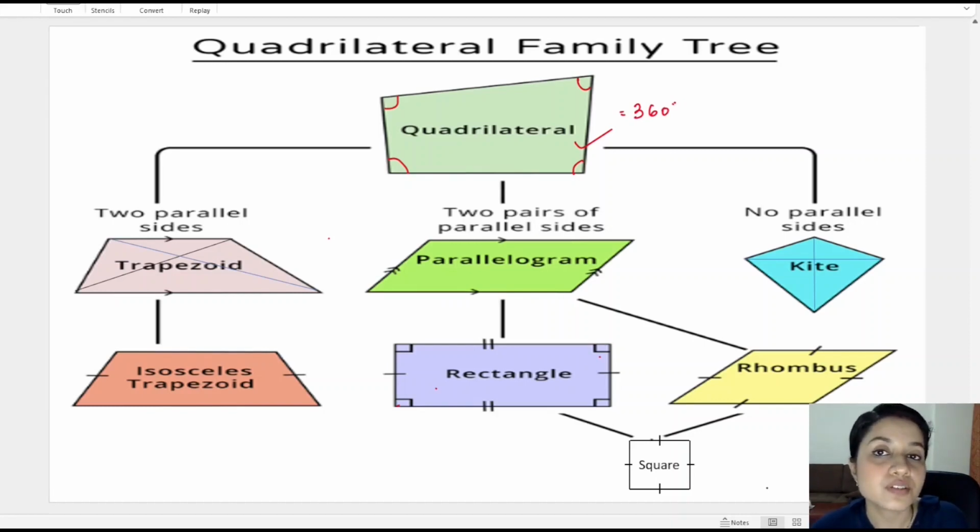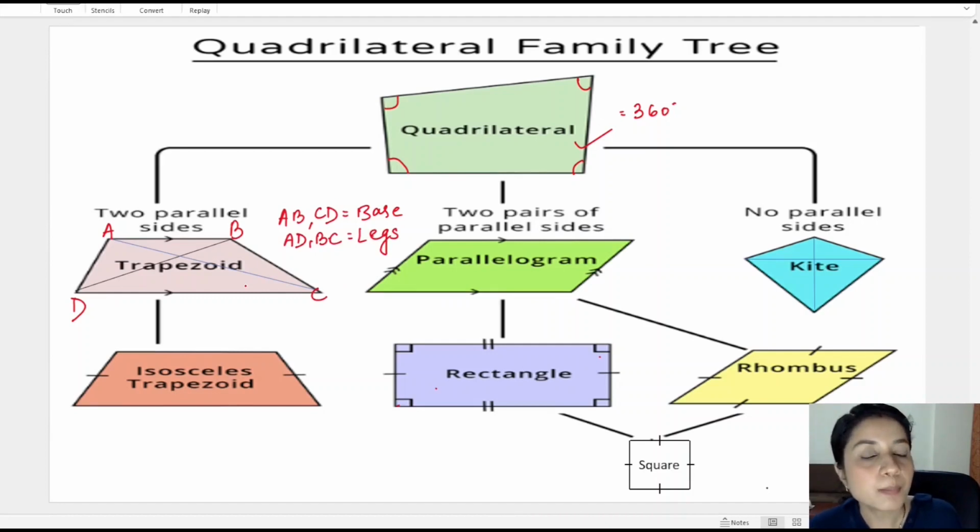Now let's move to the first generation. Here the first member is trapezoid, which is also known as trapezium. Let's say it's a trapezium ABCD. Here side AB is parallel with side CD, whereas side AD and BC are not parallel with each other. And also the parallel sides, that means AB and CD, are known as bases of the trapezium, whereas the non-parallel sides, that means AD and BC, are known as legs of the trapezium.